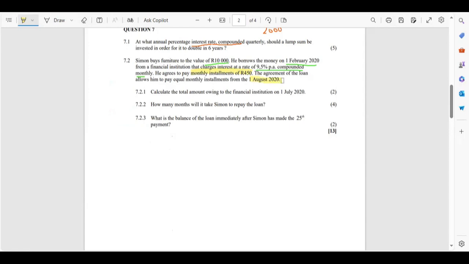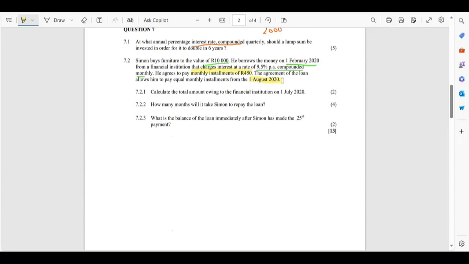Now, what type of question is this? This is an annuity. Why? Because he would be paying 450, which is equal amounts of installments at regular intervals, meaning per month. Hence, this would be an annuity question. Now, I said any questions involving loans would form part of your present value, or you would make use of your present value formula.